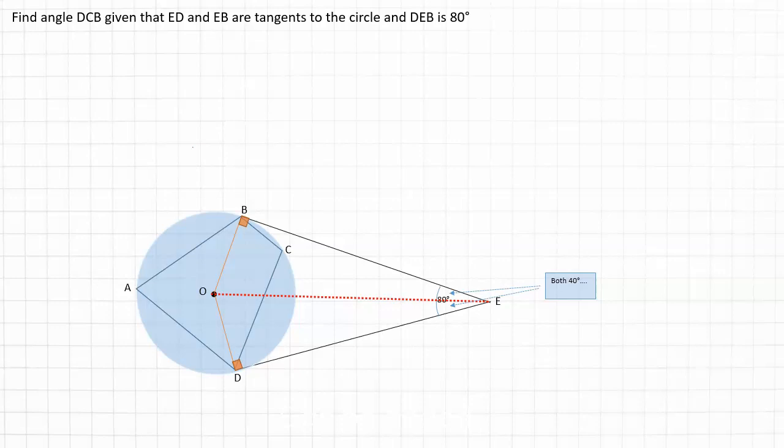Applying this approach, we know that angle DEB is 80 degrees. But we can also say that angle OEB and angle DEO are 40 degrees. Why? Because from the circle theorem, these two angles should be the same, because they're a pair of congruent triangles, and the only way they can be the same and combine to 80 is if they are 40 degrees.